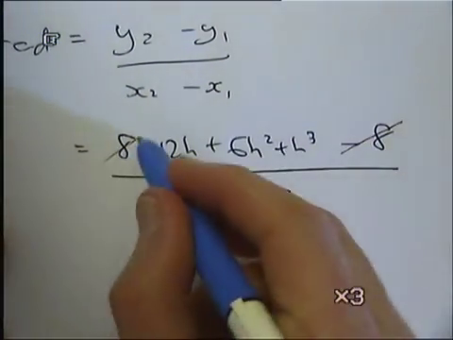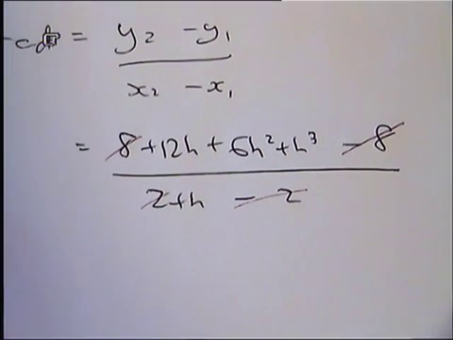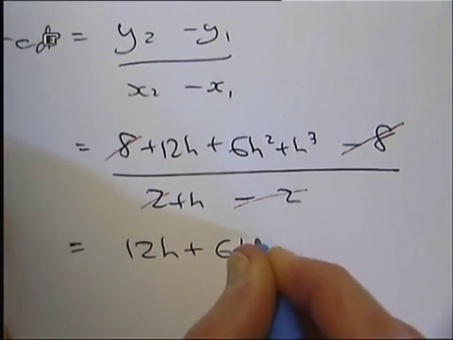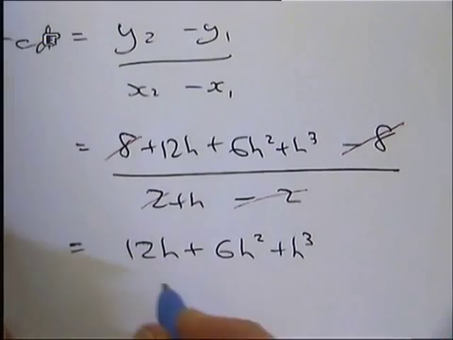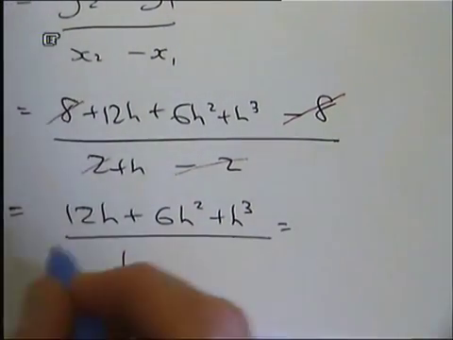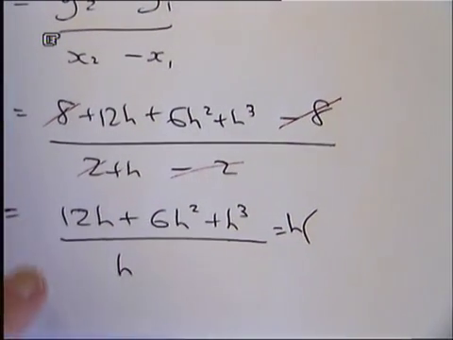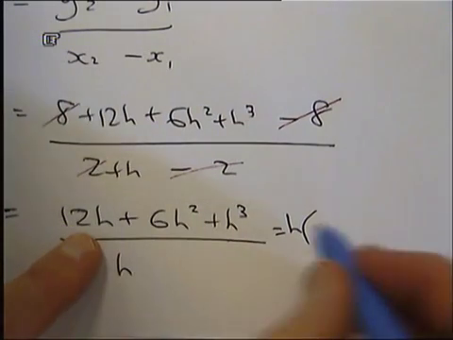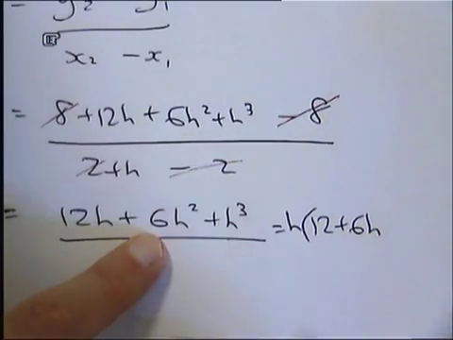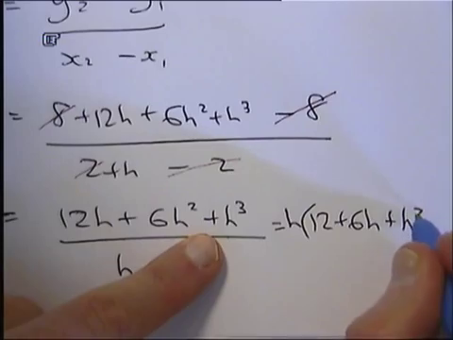That take away 8 will cancel with that 8. That minus 2 will cancel with that 2, just on those lines. So the sum we get is 12h plus 6h squared plus h cubed over h. In doing what we did last time, we can factorise this top bit. There's an h in each bit. If I take h out as a factor, h here is multiplied by 12, h here is multiplied by 6h, and h to get h cubed is multiplied by h squared.